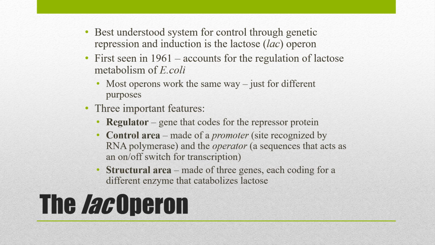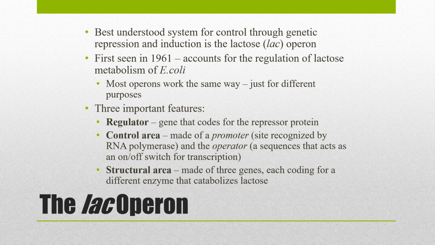So if it's on, it's going to essentially cause the E. coli to digest lactose, and if it's off, that means that it's going to be digesting the glucose. But that's less important, just know that it's the on-off switch. The control area is going to be made up of a promoter and an operator site. The promoter is the site that's going to be recognized by the RNA polymerase, and the operator is a sequence that acts as an on-off switch for transcription.